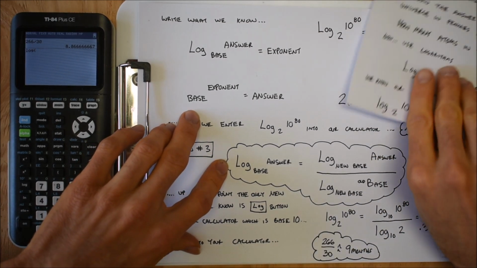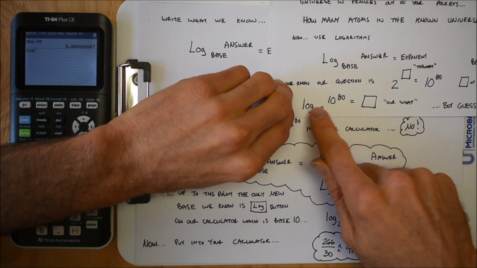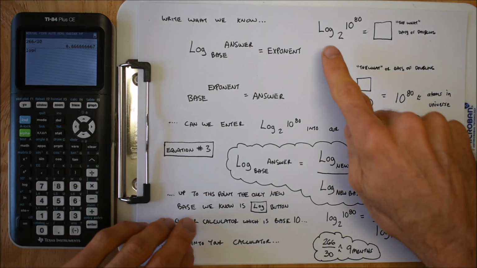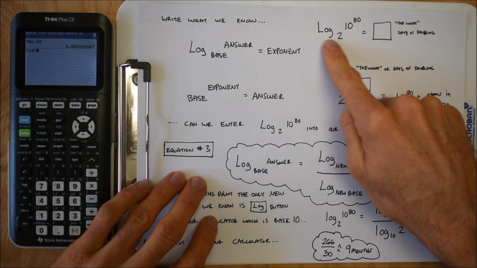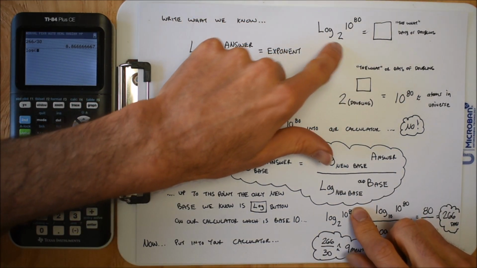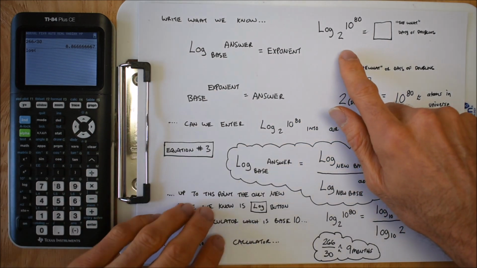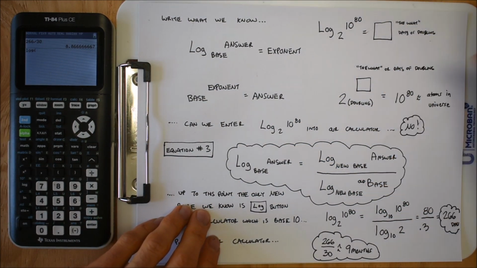But let's go back up. What did we even write? Well, check it out. We wrote log base 2 of 10 to the 80. But we couldn't put log base 2 in our calculator. There's no button for log base 2. There's just a log base 10 and a log base e, which is natural. Anyway, that's for another video.